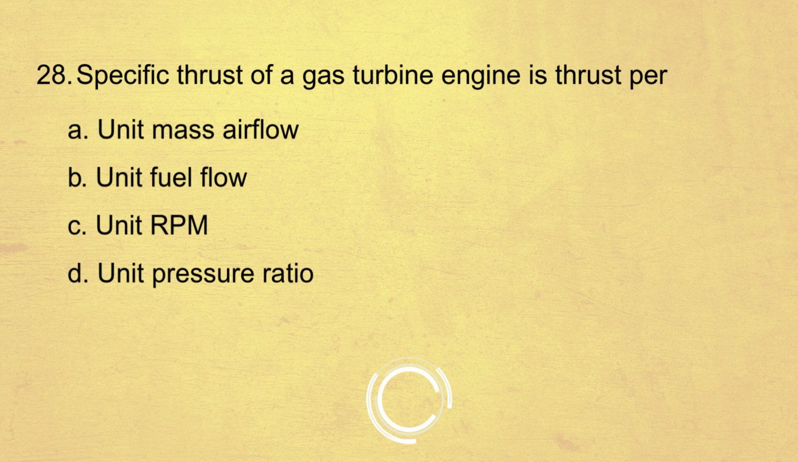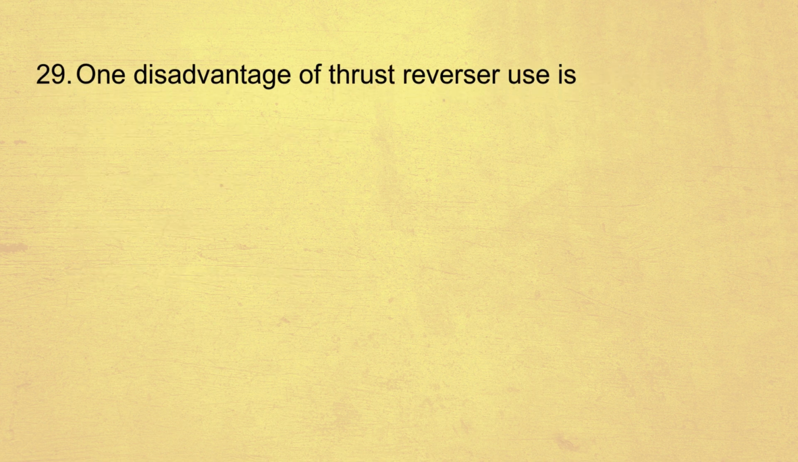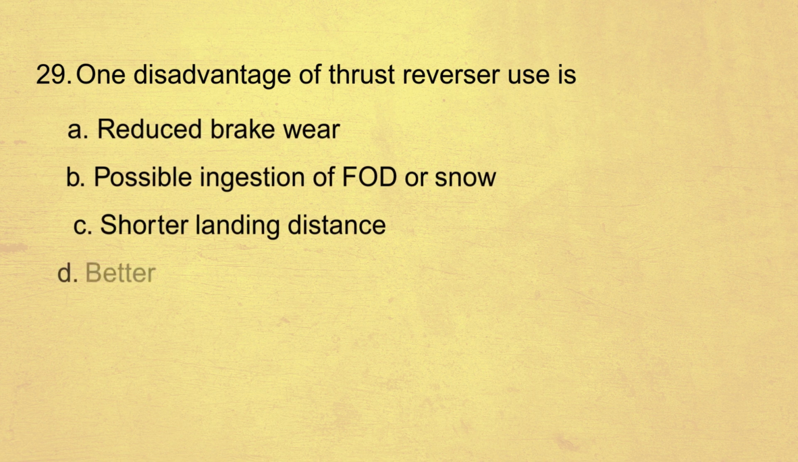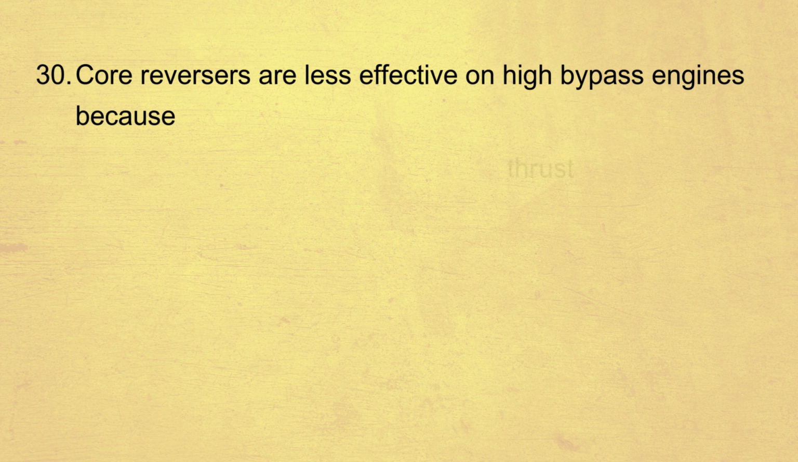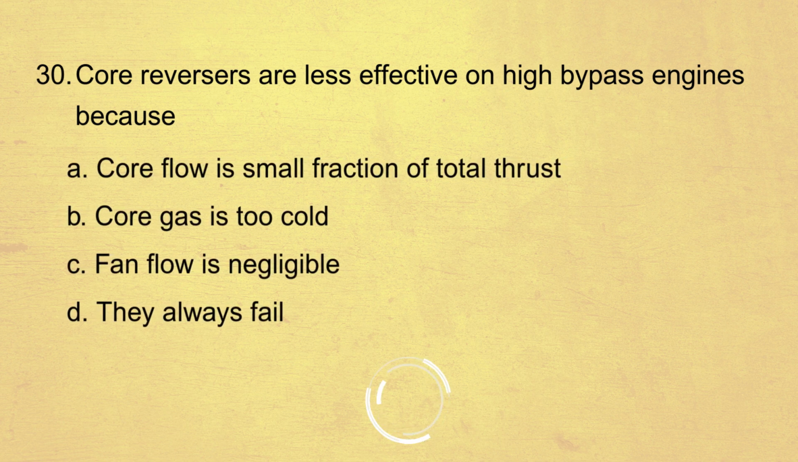Specific thrust of a gas turbine engine is thrust per unit mass airflow. One disadvantage of thrust reverser use is possible ingestion of fog or snow. Core reversers are less effective on high bypass engines because core flow is a small fraction of total thrust.